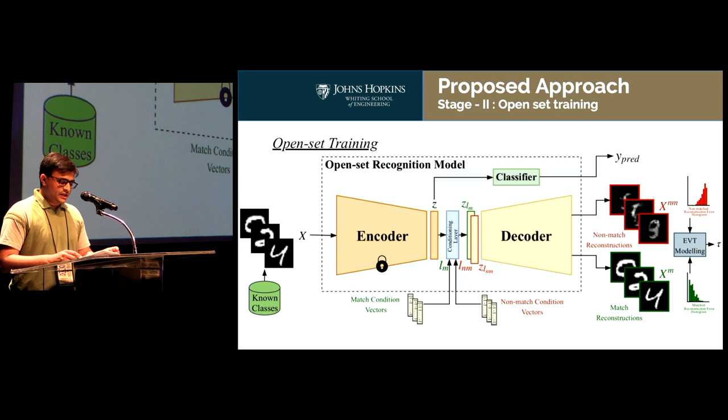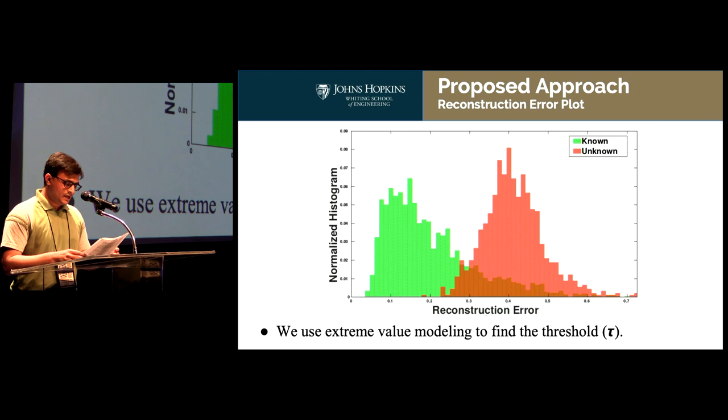As you'll be seeing from the histogram of the reconstruction error for known and unknown classes in the next slide, we can see here that they are well separated, and properly thresholding the reconstruction error can help identify the unknown classes appearing during testing. In this work, we utilize extreme value modeling to find that threshold.